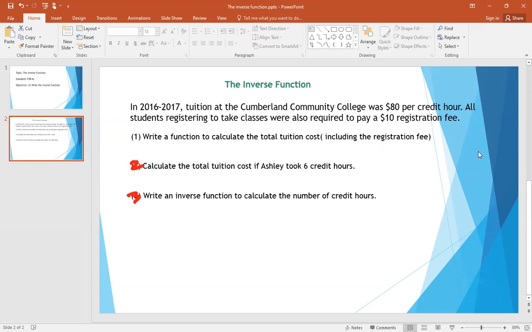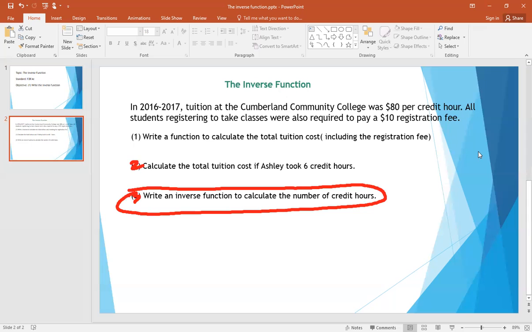So number two, we want to calculate the total tuition cost if Ashley took 6 credit hours. Finally, we want to write an inverse function to calculate the number of credit hours. And this is our main objective. Or should I say this is really the objective. But first, we're going to create that function.